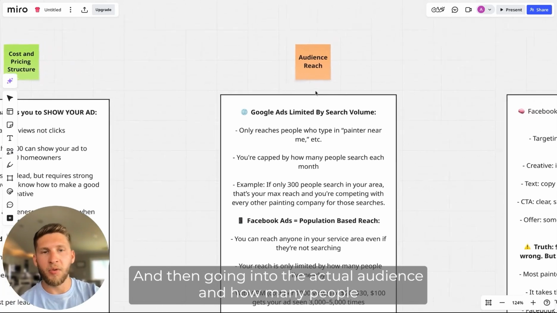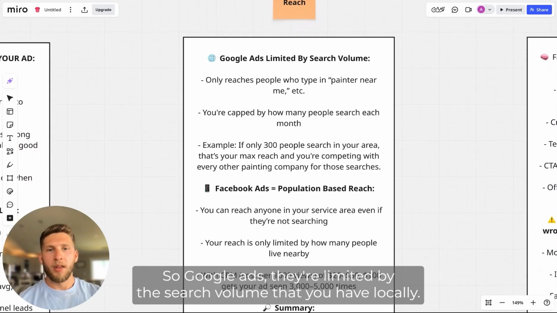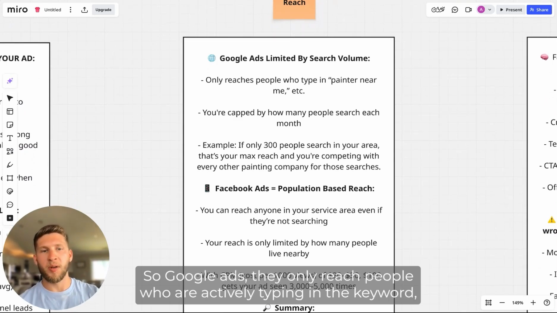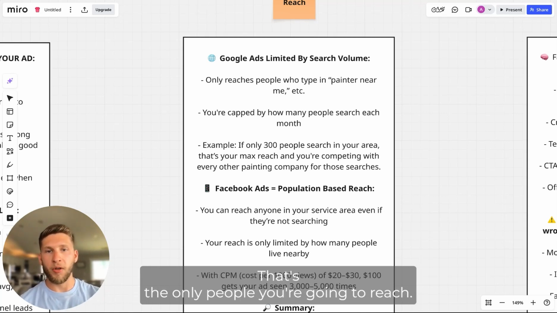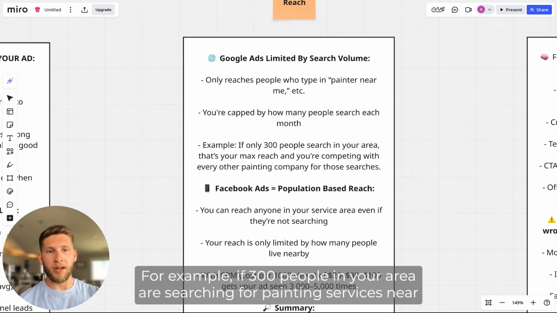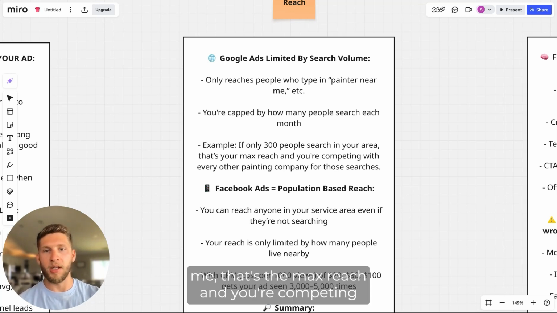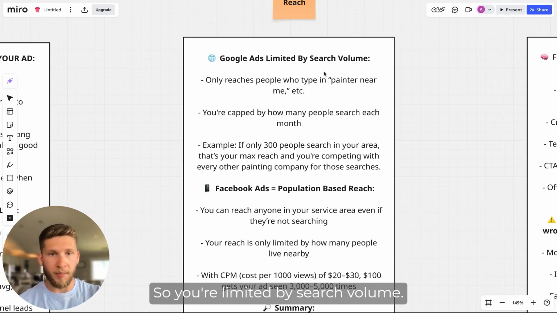And then going into the actual audience and how many people you're going to be reaching. So Google ads, they're limited by the search volume that you have locally. So Google ads, they only reach people who are actively typing in the keyword, painters near me, interior painting services near me. That's the only people you're going to reach. And that does mean that you're capped by how many people are actually searching each month. For example, if 300 people in your area are searching for painting services near me, that's the max reach. And you're competing with every other painting company for those exact same searches. So you are limited by search volume.